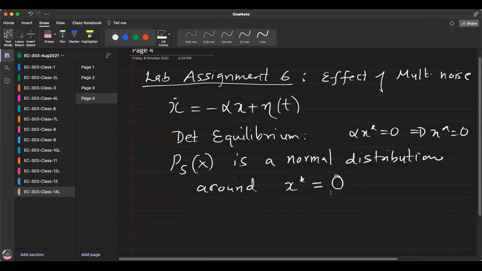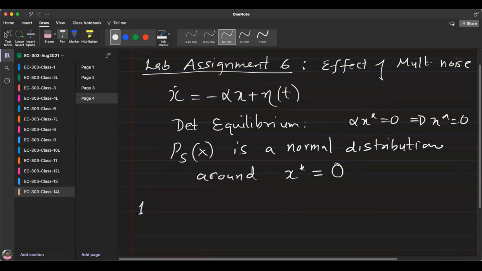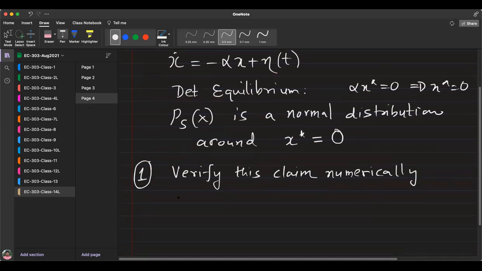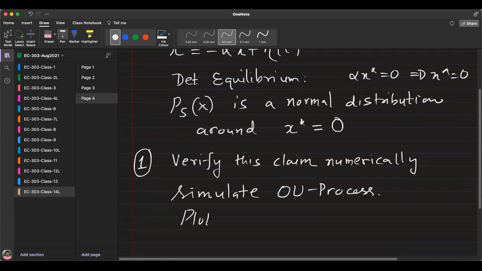Any questions on the background to our lab assignment today? Okay. So our first lab assignment today, first part, is to verify this numerically. I have already uploaded the code. Plain numerical. How will you do this? Simulate the whole process. Plot x versus t and a histogram of x.